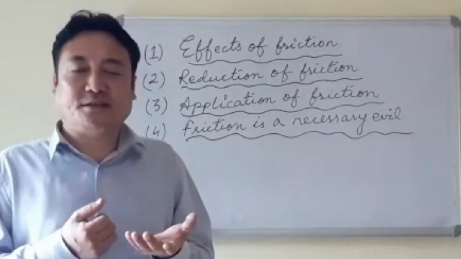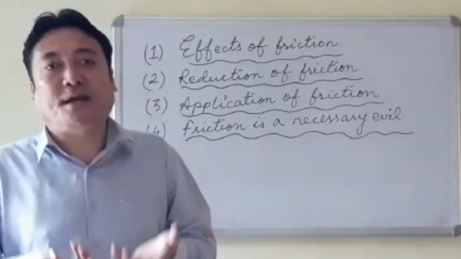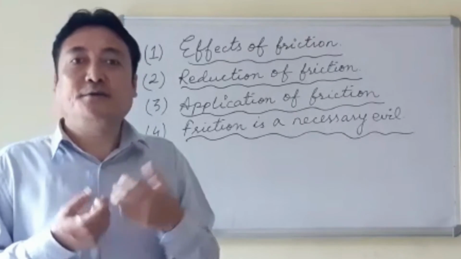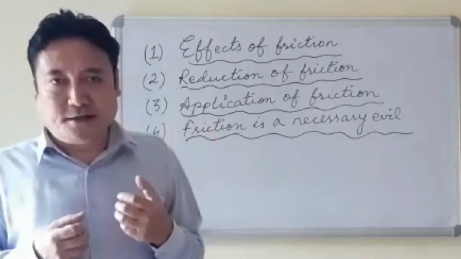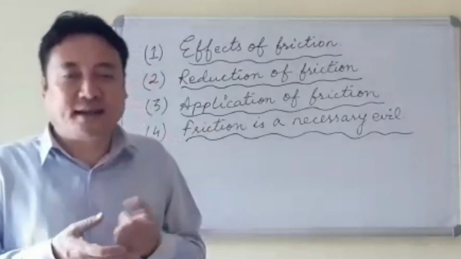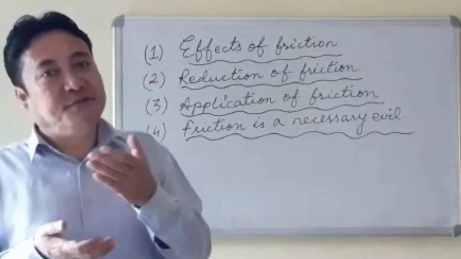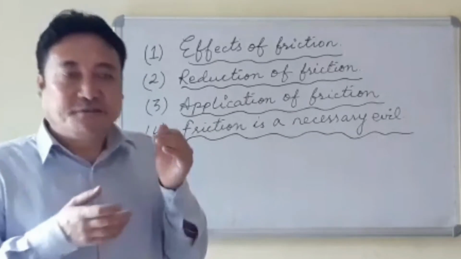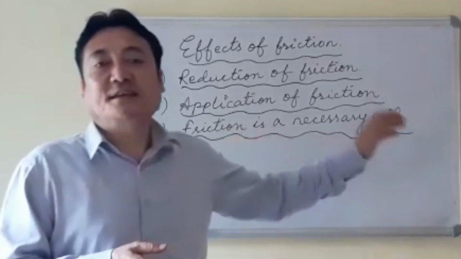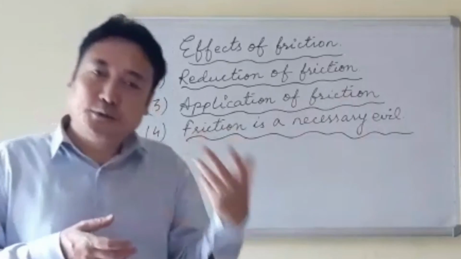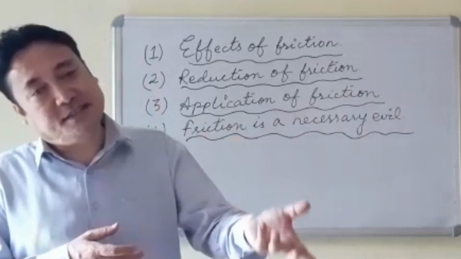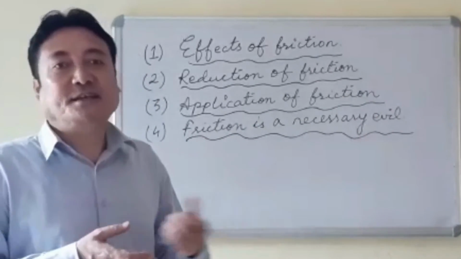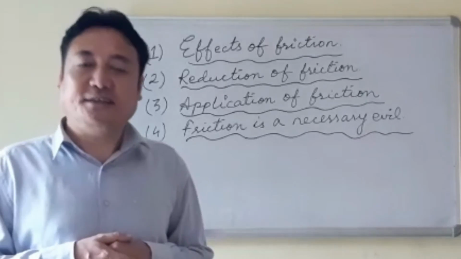Because of friction, as I have just told you, you are able to sit, stand, walk and run. So many things you can do in practical life. So at the same time, friction is very useful. Therefore, we can say that friction is a necessary evil. Though it has got disadvantages, it has got advantages also. So friction is considered a necessary evil.